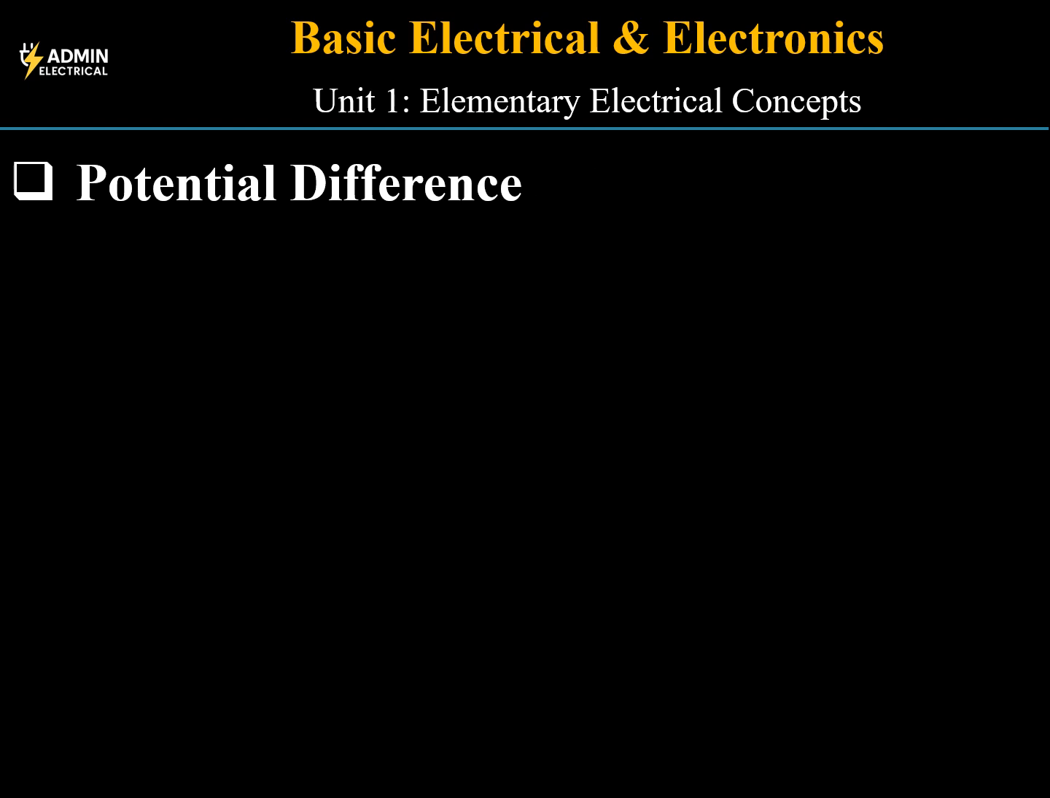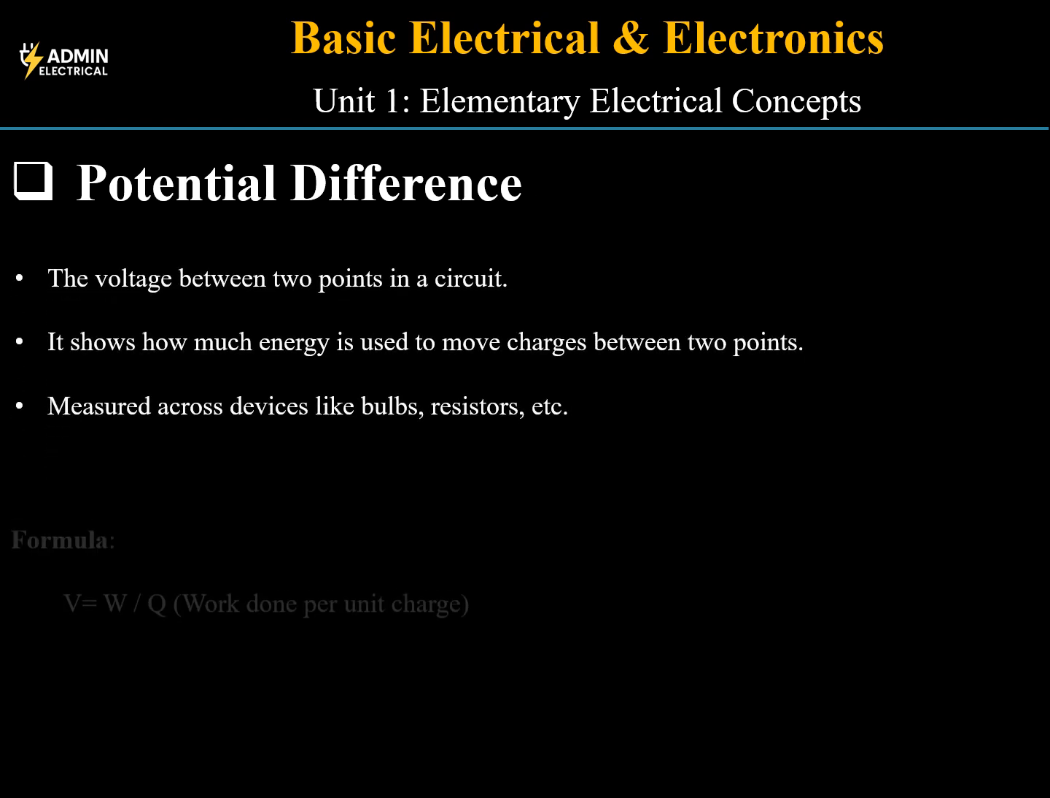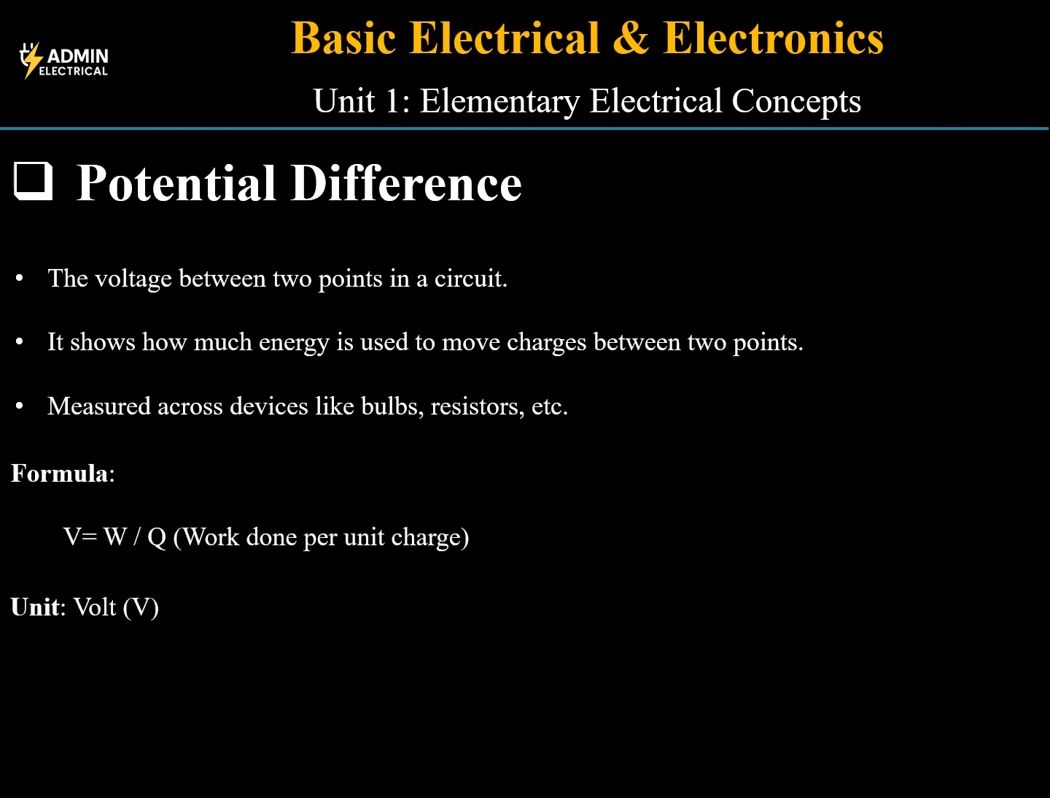Let's start with potential difference. It is the voltage between 2 points in a circuit. It tells us how much energy is used to move an electric charge from one point to another. We usually measure this across devices like bulbs, resistors, and loads in a circuit. The formula is V = W/Q, where V is potential difference in volts, W is the work done, or energy, Q is the charge. So, in simple terms, potential difference is the energy per unit charge used in the external circuit.